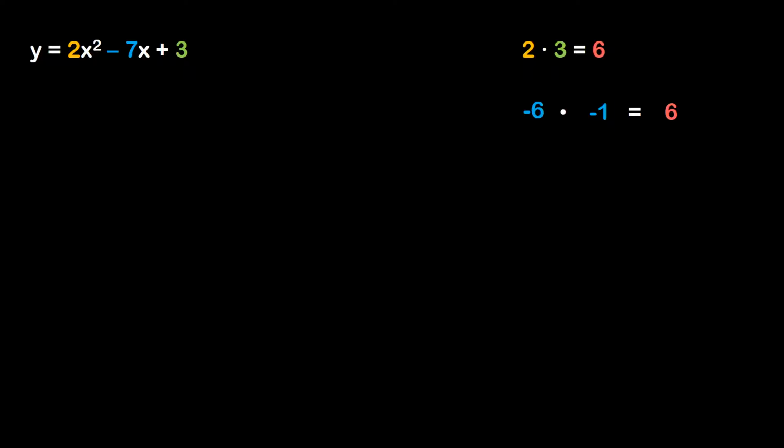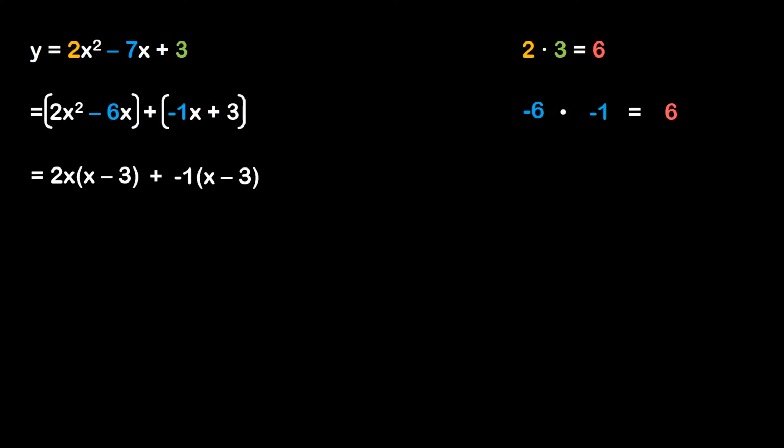So those are the two numbers that we need. We can go ahead and rewrite our equation as 2x squared minus 6x plus negative 1x plus 3. We will then put brackets around the first two terms and brackets around the last two terms. The common factor in 2x squared minus 6x is 2x, so we can factor that out to get 2x times x minus 3. And the common factor in negative 1x plus 3 is negative 1, so we can factor that out and we'll have negative 1 times x minus 3. Of course plus negative 1 is just subtract 1, so we can do minus 1 times x minus 3.